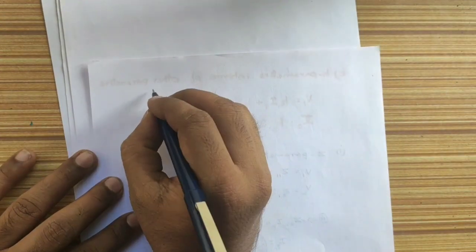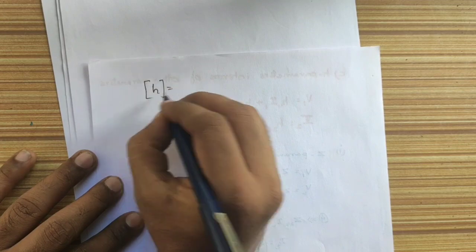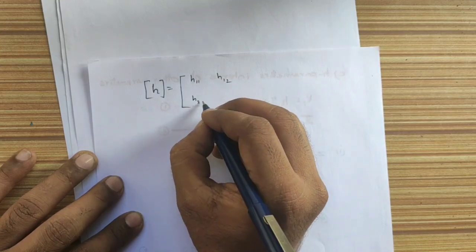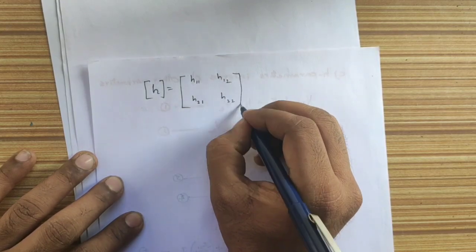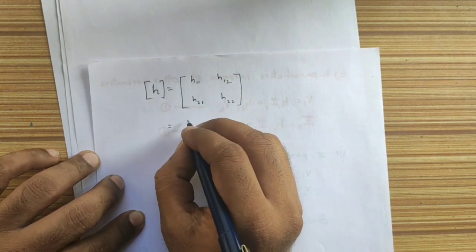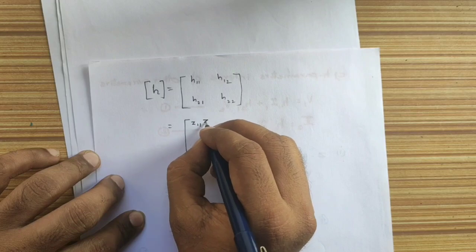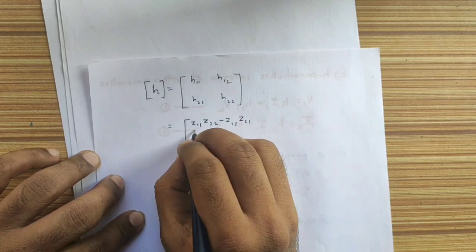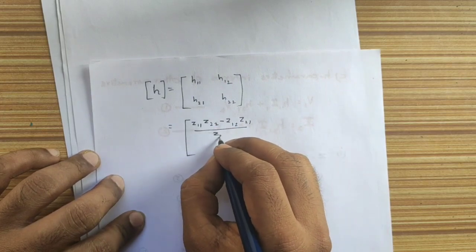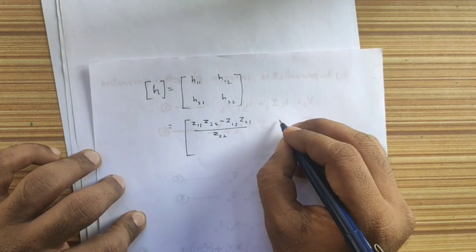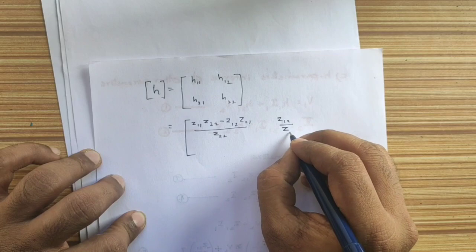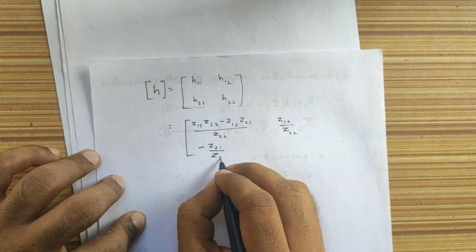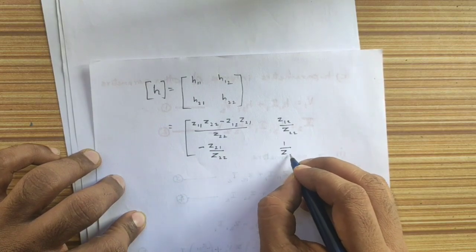So now these are the four H parameters, and we can write them as a matrix. Therefore the H parameter matrix is H11, H12, H21, H22, and they are nothing but H11 is (Z11 Z22 minus Z12 Z21) divided by Z22, just a cross multiplication, H12 is Z12 divided by Z22, H21 is minus Z21 divided by Z22, and H22 is 1 by Z22.